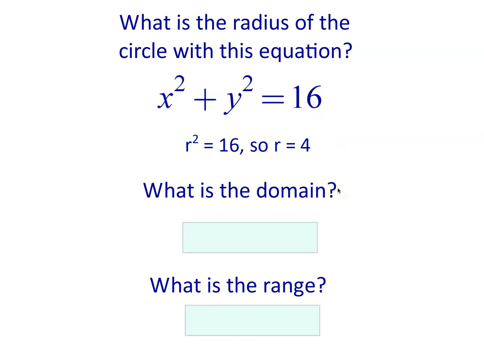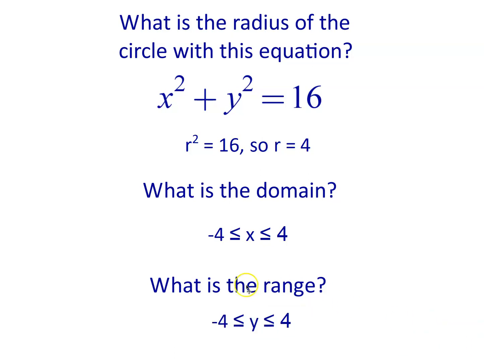Okay, stop the video, have a think about what's the domain and the range for this function. Now, because it's a circle of radius 4, and it's centered at the origin, the center of the circle is at 0, 0, then x can be as small as negative 4 and as large as positive 4. So the domain is negative 4 is less than or equal to x is less than or equal to 4. And because a circle is symmetric, you can say the same thing for y, that the range is between negative 4 and positive 4, including 4.